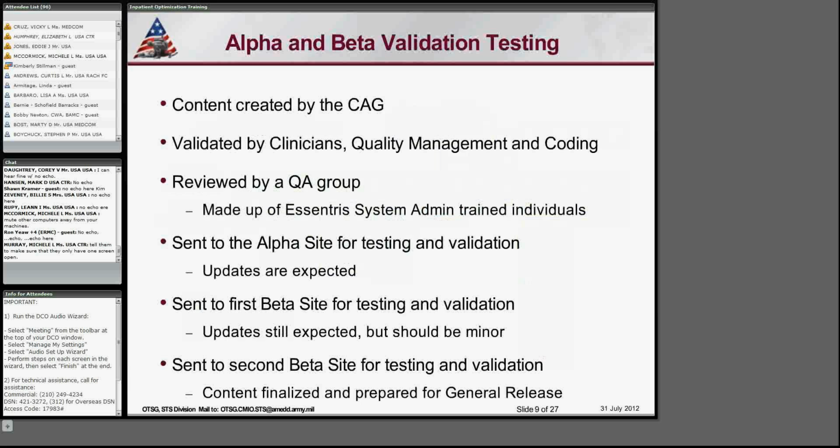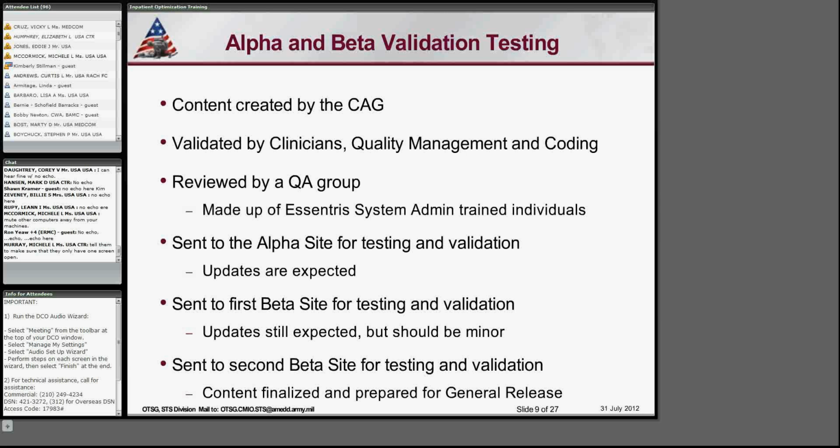We are at a point where we have many different notes in this alpha and beta phase. So essentially, to get to the alpha and beta phase, the content's created by the CAG. So this is where coding and quality management are absolutely vital to make sure that we meet those baseline requirements, not only for coding, but also for Joint Commission and any other regulatory groups or topics, or ORYX, HEDIS, that sort of thing that we need to meet.